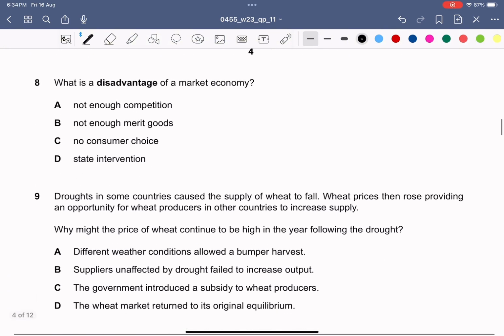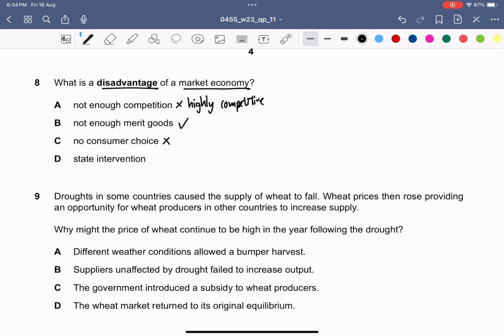Question 8. What is the disadvantage of a market economy? A. Not enough competition. Wrong. In a market economy, it is highly competitive. B. Not enough merit goods. Yes, correct. And let me explain later. C. No consumer choice. Wrong. A market economy has many consumer choices. D. State intervention. No. There's completely no government intervention.